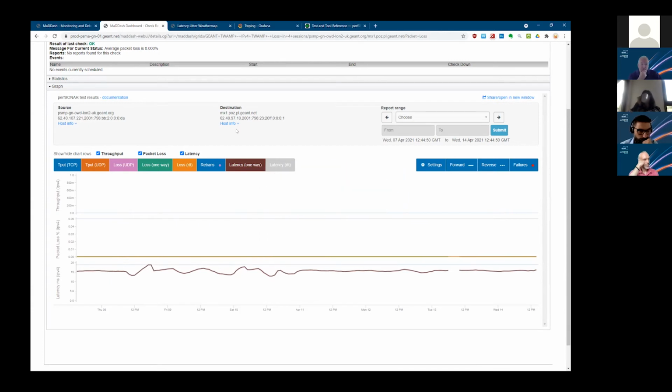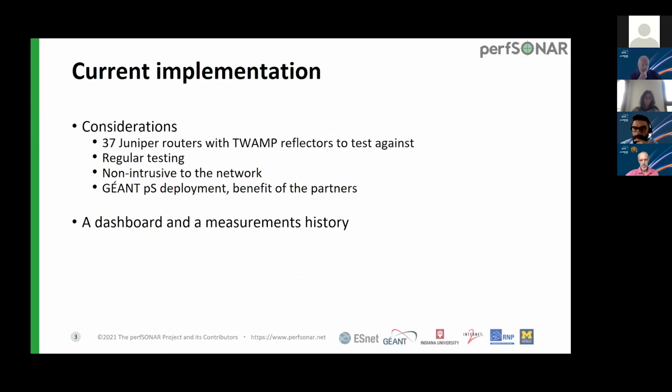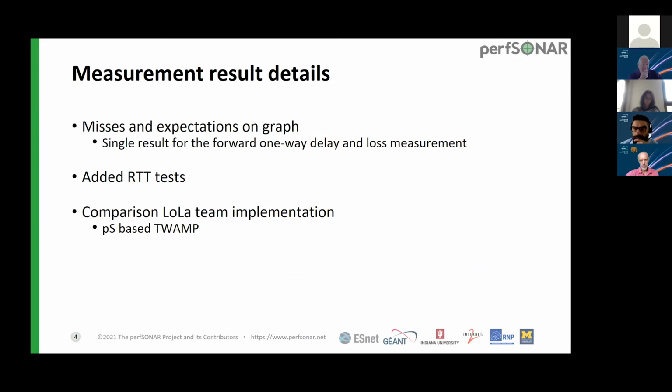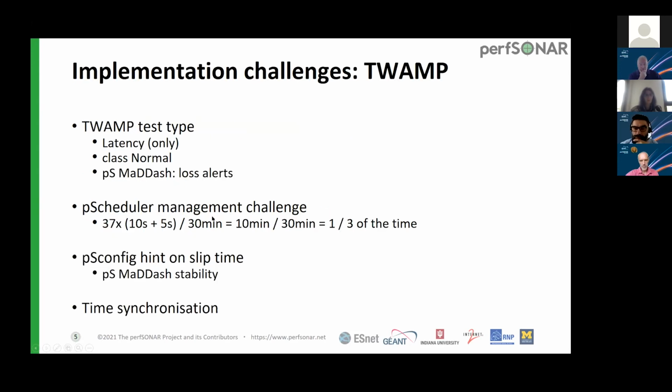So again, these guys are using perfSONAR nodes, but they are not using all the perfSONAR stack. They're just using the TWAMP tool to run the measurements and to collect the results. So I'm going back to the presentation. This is what I just shared and talked about: the misses and the expectations on the graph, the added round trip time tests, and the comparison with the LoRa implementation.